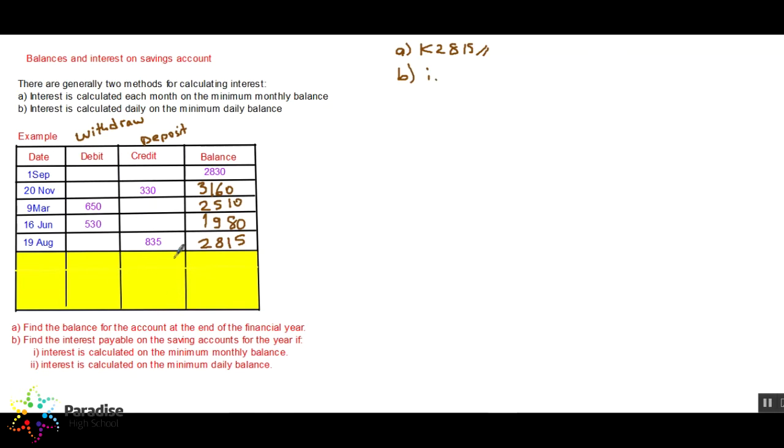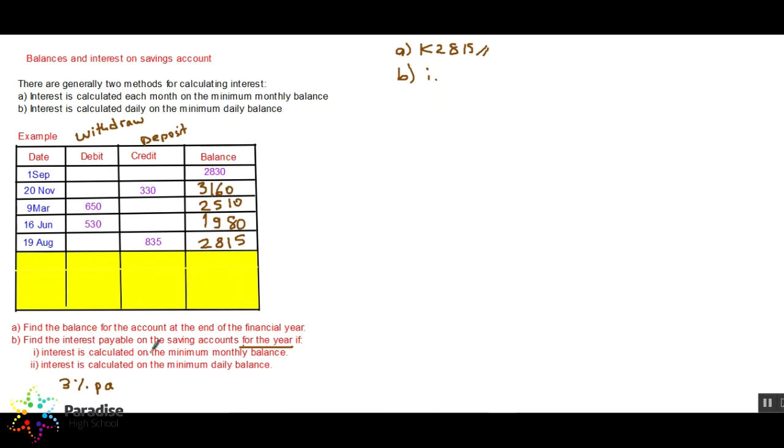So what about B? In this question, something is missing. What is the missing information? The interest is paid at, let's say, 3% per annum. Based on this information, find the interest payable on the savings account for the year. This is very important information: they are asking to calculate interest for the whole year. Sometimes they may ask for a specific month or months, or sometimes for the year. So we will calculate for the whole year.